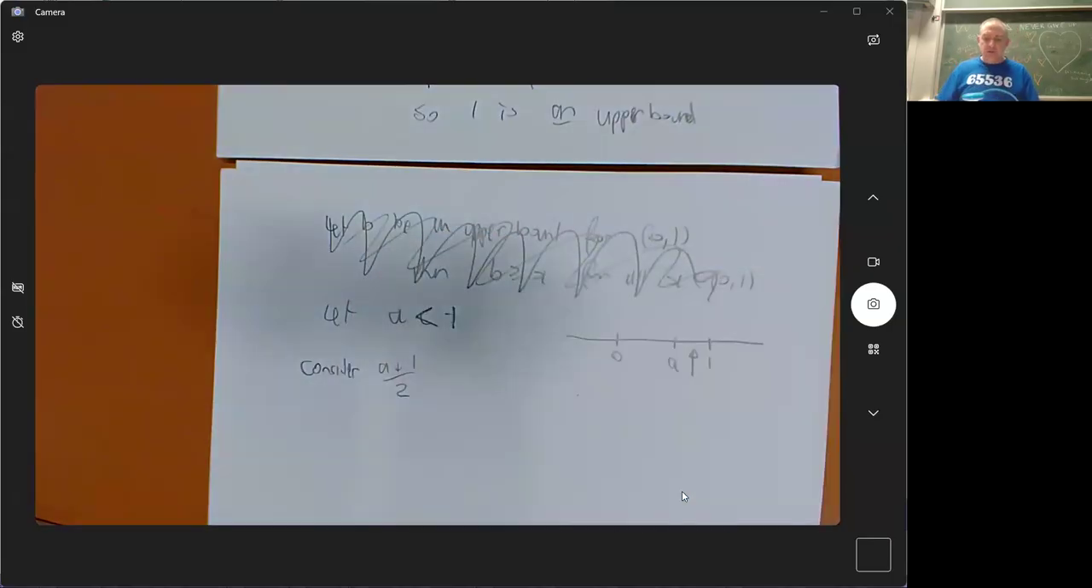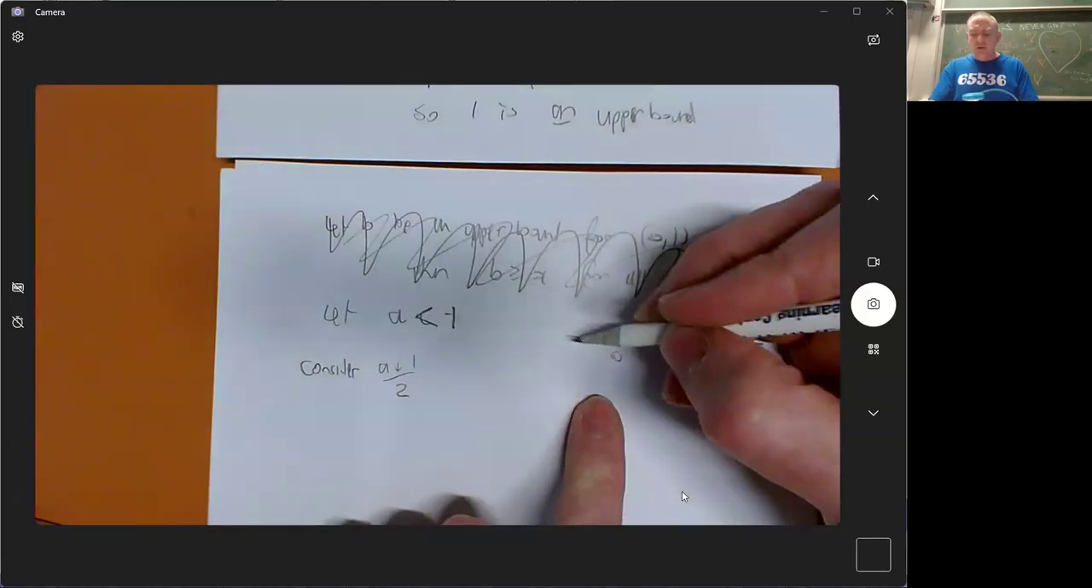Consider a plus 1 over 2. We have to show that it's definitely in the set and more than a. Well, it doesn't have to be in the set. You just have to show that there's something in the set that's more than a. Oh, crap. Wait. So the a could be all the way over here, though, right?